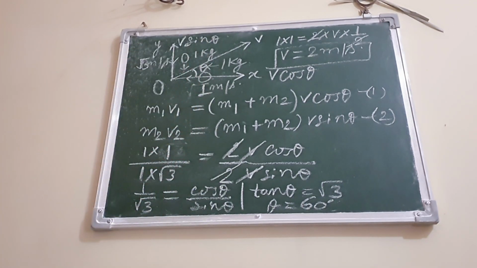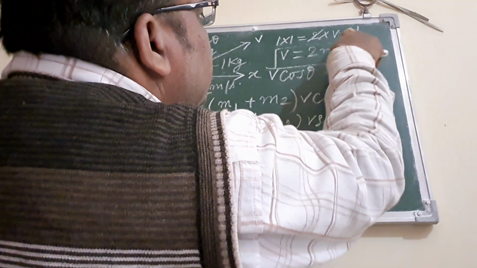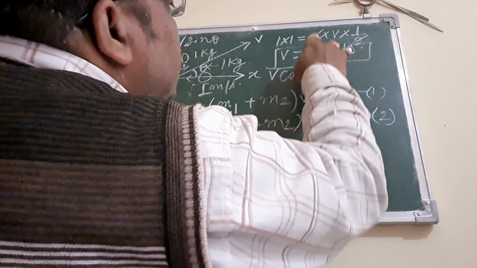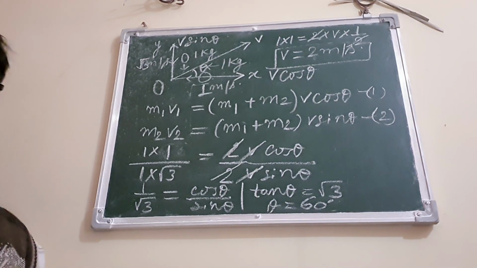Now putting this value in the first equation, we get 1 into 1 is equal to 2 into v, and v cos of 60 degrees, that is half, 1 by 2. 2 and 2 get cancelled. So the final velocity is equal to 2 meters per second. So this is our answer.